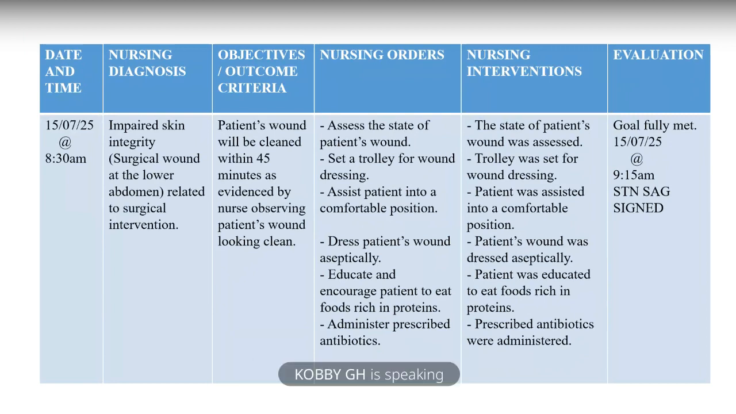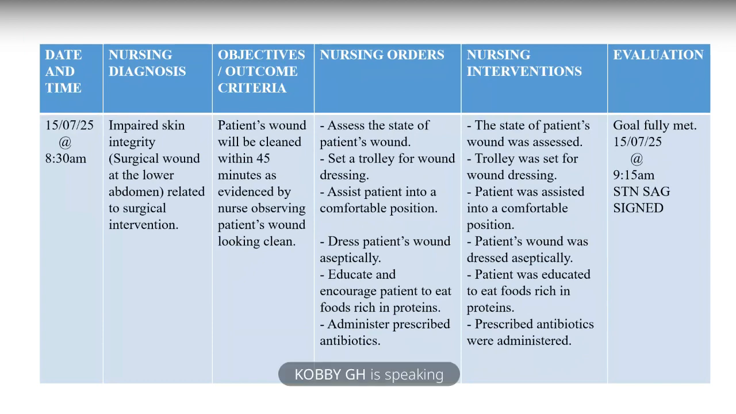Listen, let me tell you how sometimes some of you can lose marks on the objective or outcome criteria. Instead of getting the one, you can end up getting half. If you are using days and we check your evaluation and you've not written partially met, you end up getting half at the objective and outcome criteria. Because once you touch on days, some people will write throughout hospitalization, but you check their evaluation and they've written fully met.